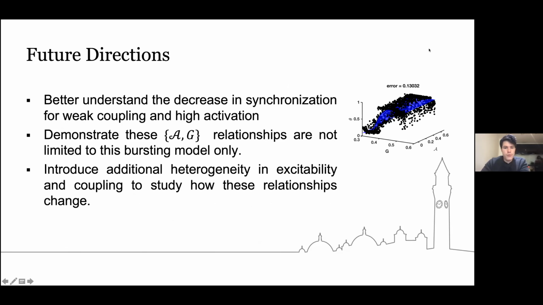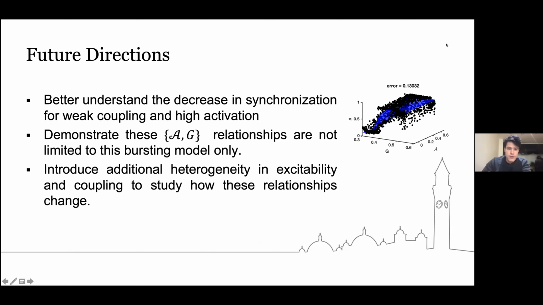And a few future directions. One thing I didn't mention a second ago was with this order parameter, what we're actually noticing for the weak coupling is that synchronization appears to reach some sort of maximum for a middle value of G, and then when G increases further, the synchronization actually decreases. And I have some hunches about why this is, but I'd like to probe that a bit further.